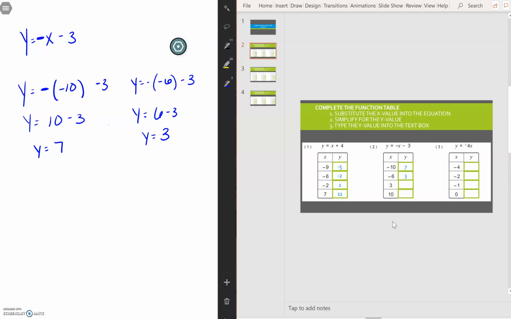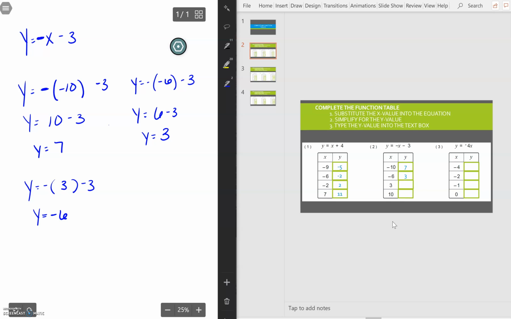All right, what does our y value equal when x equals 3? Again, that negative sign is a part of the problem, but we're substituting in a positive 3. But we still have that negative on there. So this is really negative 3 minus 3, or negative 3 plus a negative 3, which would be negative 6. So when our x value is positive 3, our y value is negative 6.